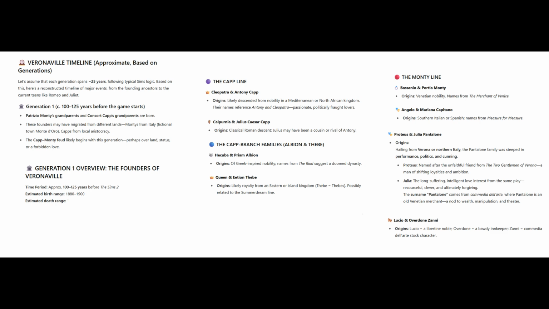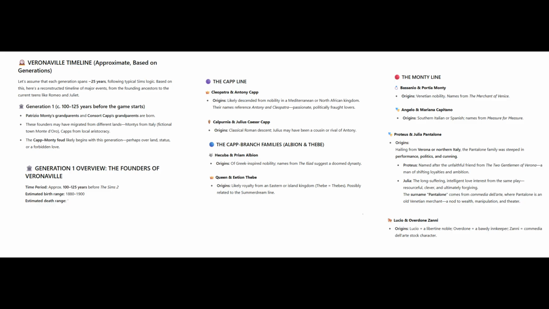Now on to the Monty line. Bassanio and Portia Monty are Venetian nobility from The Merchant of Venice, or at least with their names. Angelo and Mariana Capitano, their origins are either Southern Italian or Spanish. From my research a few years ago and even recently, I kind of figured that their names might be Spanish. Their names are also from Measure for Measure.